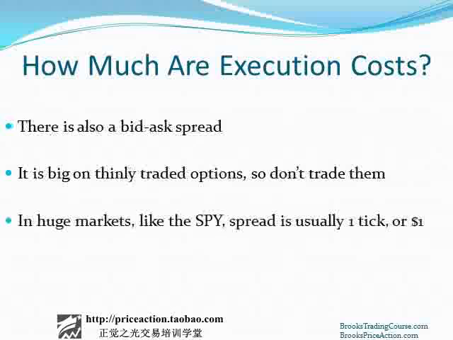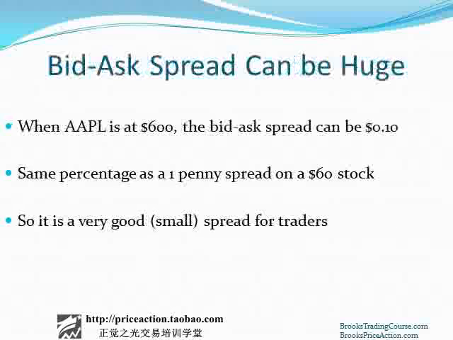And there's also a bid-ask spread to consider. Anytime you buy anything, a stock or future, there's always a bid-ask spread. And the bid-ask spread is very big on thinly traded options. And because it's so big on options that don't trade very actively, it's better not to trade them. In huge markets like the spider, the spread is usually only 1 tick, which is 1 penny times 100 shares, $1 per call or per put.